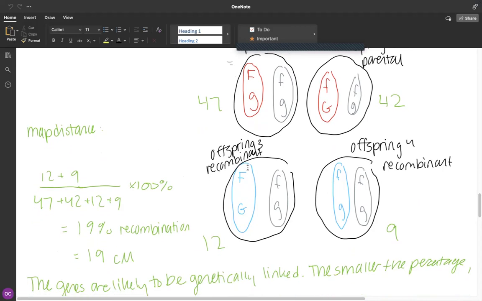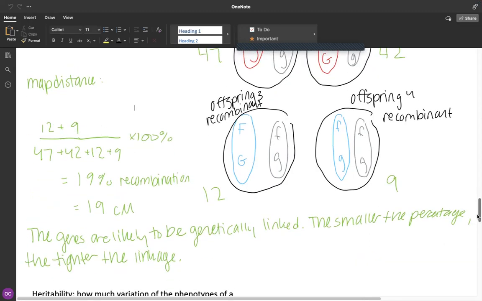So from this, we can find the map distance. And so map distance is the number of recombinants divided by the total number of offspring. So I've done 12 plus 9. And then I've added up all of the offspring, that's 110, multiplied by 100%, and you get 19% recombination. This is 19 centimorgans. That's the distance between these genes.